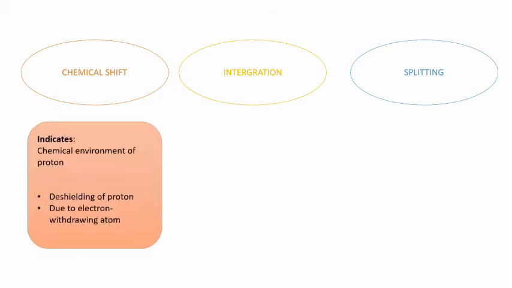Chemical shift tells us the chemical environment of the proton. It depends on the presence and distance of the proton from the electronegative atoms. It is a result of the shielding of this proton. In other words, the closer the hydrogen to the electronegative atom, the more downfield the peak is.